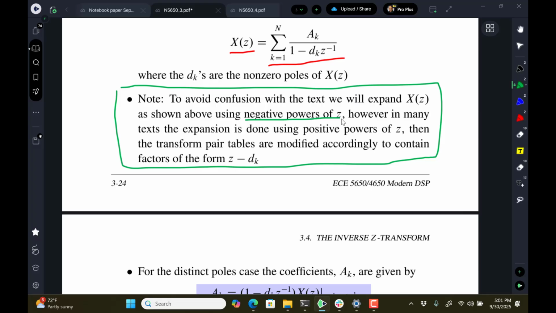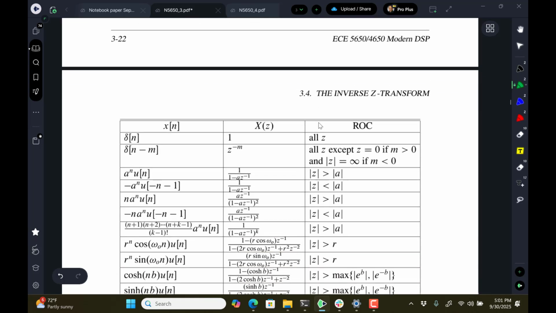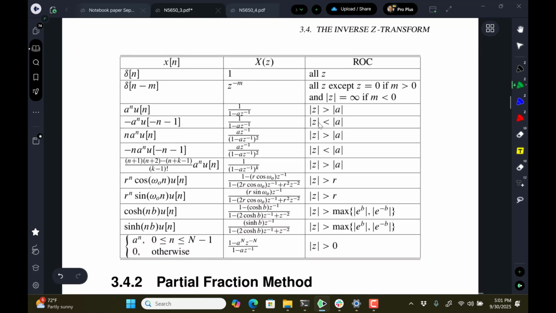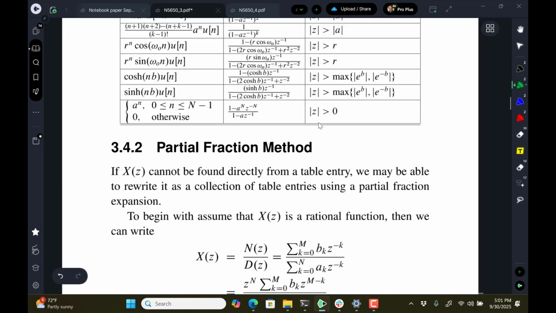Okay, so we want to look at tables that do negative powers of z, and this one is sufficient for everything that we're doing in here. So there it is. That's on the cheat sheet that you'll have for exam 1.